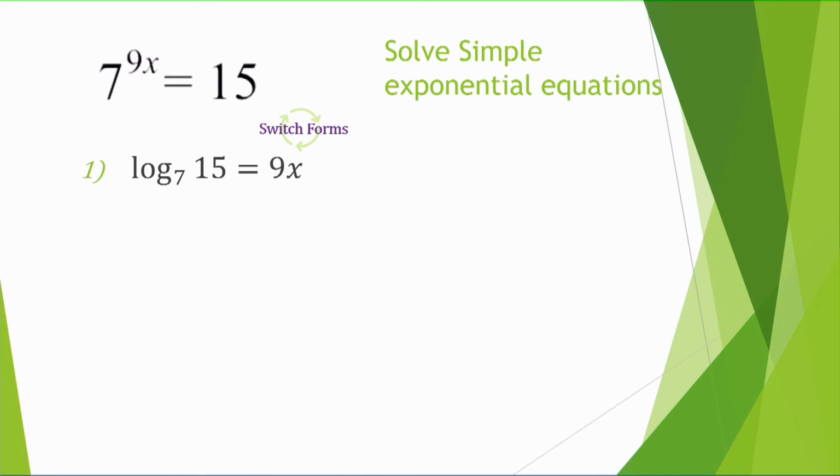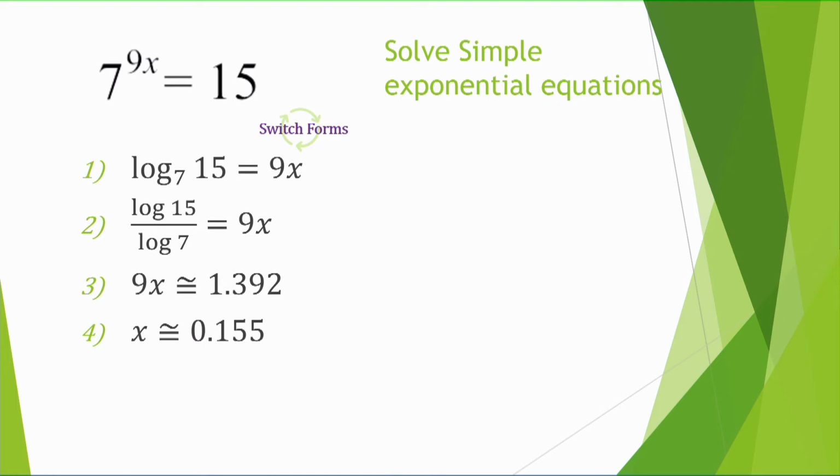All right, so now we can finish our problem, just in case you forgot. So we had 7 to the 9x power equals 15. We switched our forms to log base 7 of 15 equals 9x. And so now with our change of base, you can put this in your calculator. So we can take the log of 15, divide it by the log of 7, and we know that that's going to equal our 9x. So we know that 9x approximately equals 1.4. And then we can divide both sides by 9 and get an approximate answer.